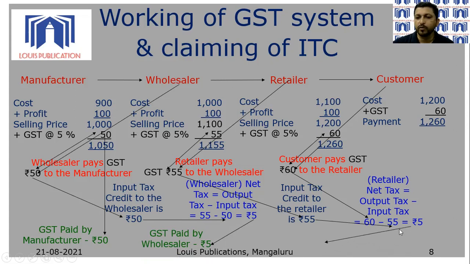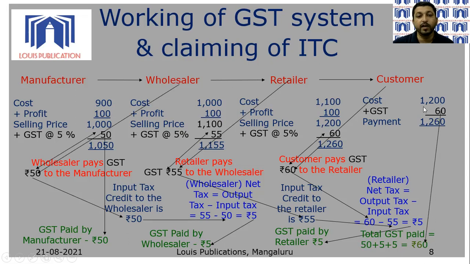From the retailer's point of view, again, the net tax will be 5 rupees only. That is 60 rupees, which he has collected from the customer, minus 55 rupees, which he has already paid to the wholesaler. So once again, over here, the retailer will pay a net tax of 5 rupees only. So let's total. 50 rupees GST will be paid by the manufacturer. 5 rupees GST net amount will be paid by the wholesaler. 5 rupees net amount will be paid by the retailer. So total amount of GST paid to the government is 50 rupees plus 5 rupees plus 5 rupees, that is total 60 rupees. And ultimately, if you look at it, this entire 60 rupees is borne by the customer.